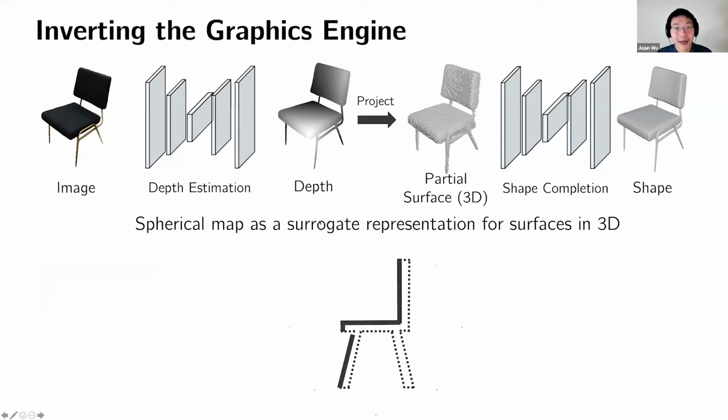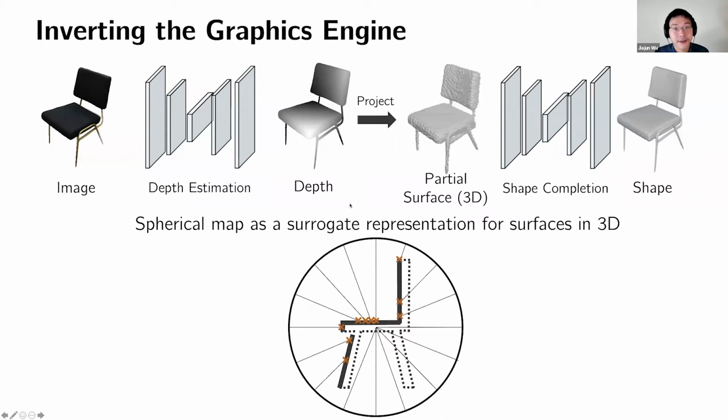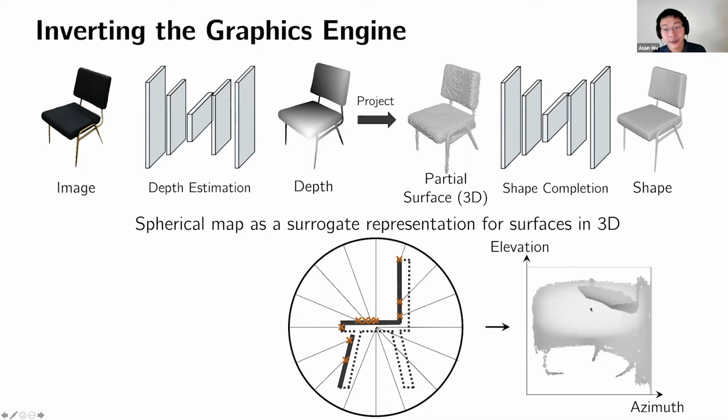So what is a spherical map? You have this visible surface or object in 3D, and you put it into a unit sphere, and then you send rays from the surface of the sphere toward the object, to the center of the sphere, right? And then you record for each ray how far it has traveled until it hits the object. You can parameterize the rays by azimuth and elevation, like a UV mapping. And for every ray, you record how far it has traveled until it hits the object. And this gives you the spherical map.